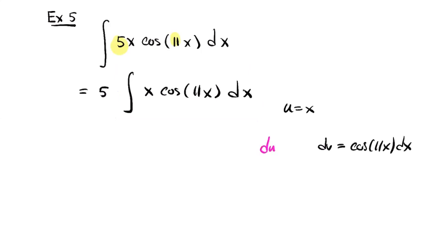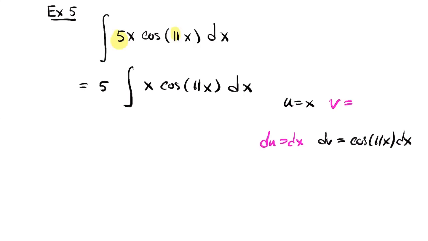Okay, so du is just dx. That's a good sign. V, by a substitution, really, right? Cosine of 11x. For purposes of this video, I'm just going to write the antiderivative. It's 1 over 11 sine of 11x.